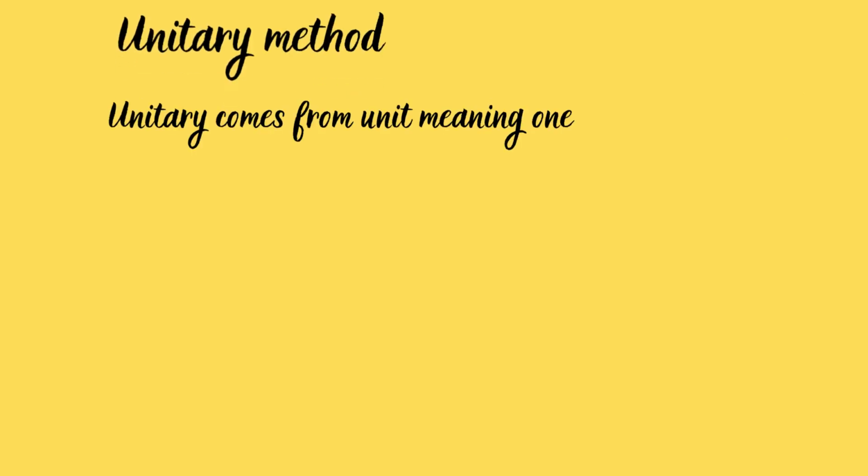The word unitary comes from unit, meaning one. So the unitary method is all about finding the value of one quantity first and then scaling it up or down to find the value of many. It's like solving a mystery. First, find the value of one item and then multiply or divide to get the answer you want.